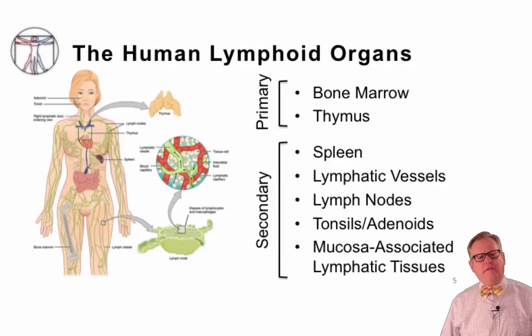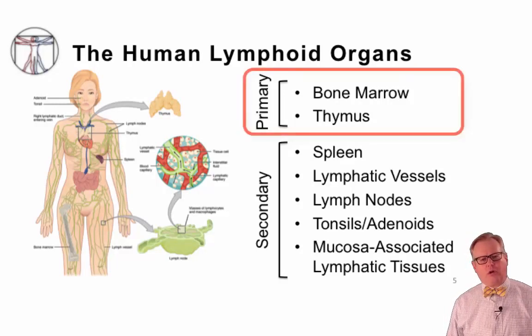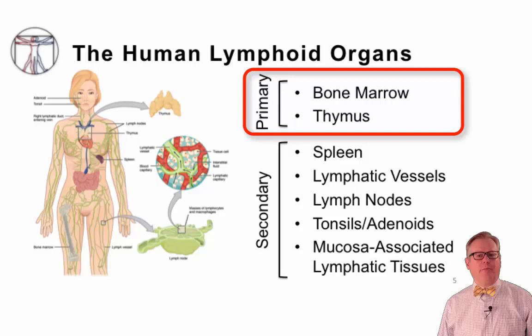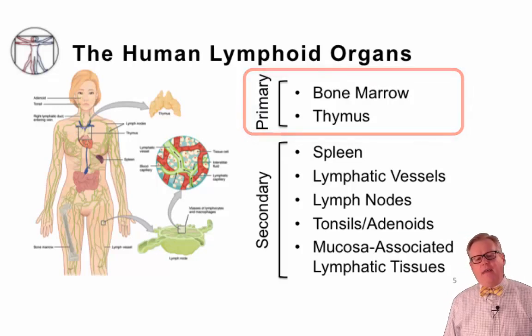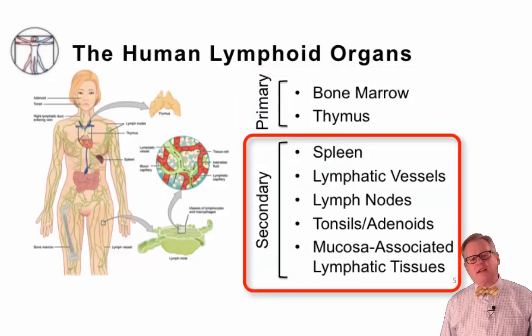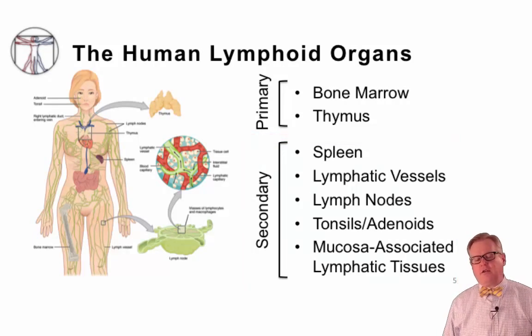So the human lymphoid organs can be grouped in 2 major groups. The primary lymphoid organs, which are the sites at which all immune cells are developed. These include the bone marrow and the thymus, and the secondary lymphoid organs, which are the sites where immune cells go to complete their development, to interact with other immune cells, and to generate the adaptive immune response. These include the spleen, the lymphatic vessels, the lymph nodes, the tonsils and adenoids, and the mucosa-associated lymphoid tissue.